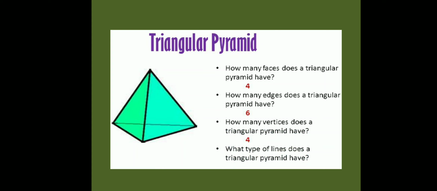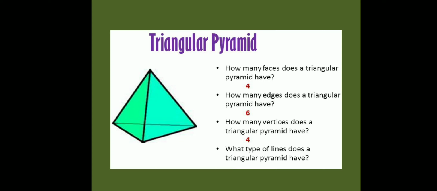Now we'll learn about the triangular pyramid. A triangular pyramid is also named on the basis of the faces it has. It has 4 faces, that means 4 triangles, 1 at the base and 3 laterally. So in total it has 4 faces. 4 means tetra and hedron means face, so it is also known as a tetrahedron.